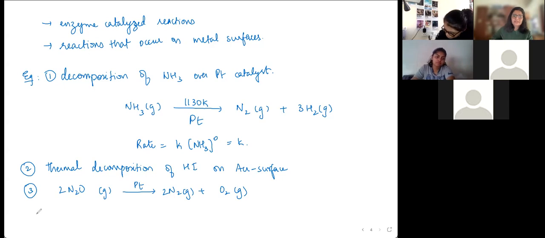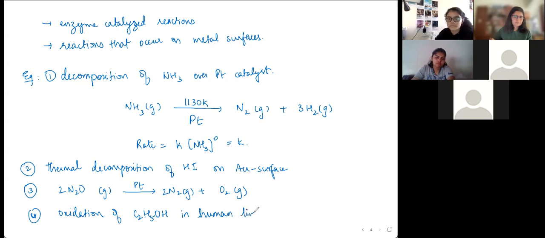And enzyme catalyzed reaction, oxidation of ethanol in humans, in the human liver. So in this case, the enzyme that enables this reaction, that catalyzes this reaction, is dehydrogenase.